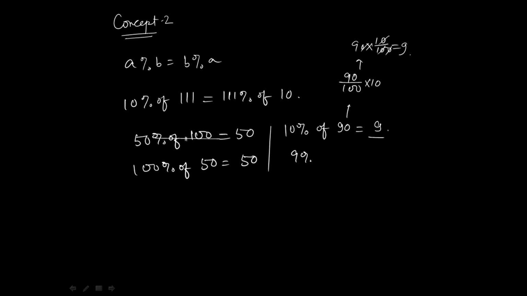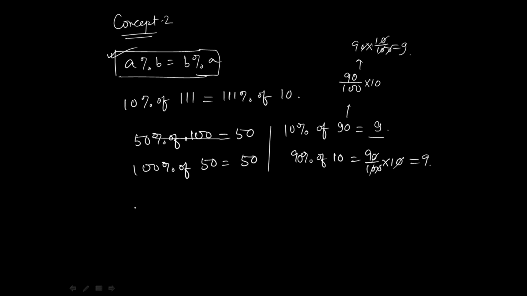If you write 90% of 10, what is it? 90 by 100 into 10, all zeros have gone, it is 9. That is how you can see that A% of B is equal to B% of A. You have to keep that in mind.